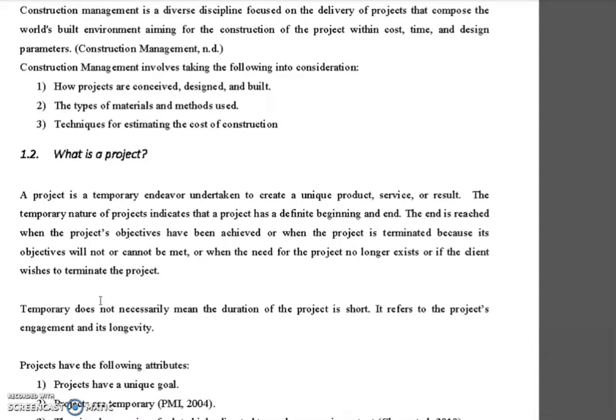The temporary nature of a project indicates that the project has a definite beginning and end, as we said, that temporary means it has a start and an end. This does mean a project. The end is reached when the project's objectives have been achieved, or when the project is terminated because its objectives will not be or cannot be met.